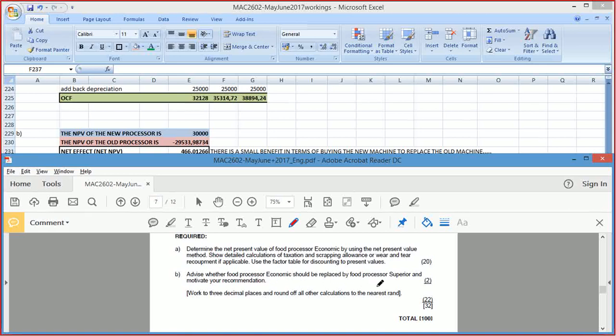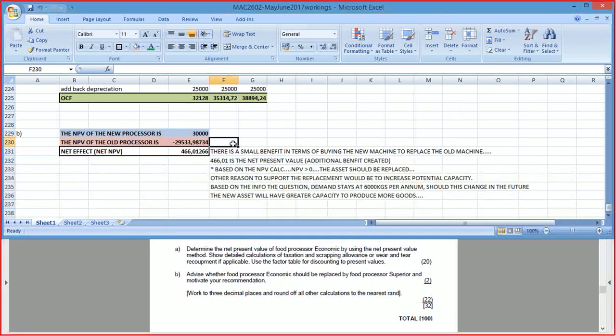Okay, so advise whether the food processor should be replaced. The answer would be yes, it must be replaced. Let's write that down: yes, it must be replaced. Then explain it with all of that stuff. And that's it. That's the May June 2017 first semester paper.